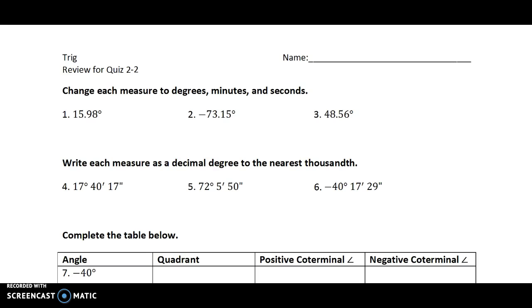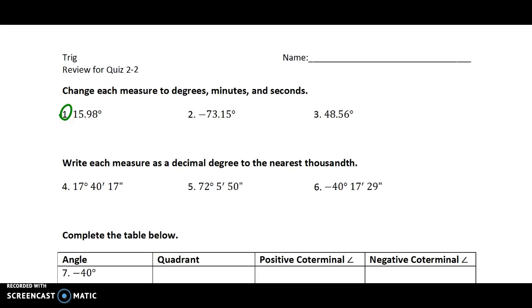What I'm going to do, rather than actually go through all of these problems, I'm going to pick one from each section, and I'm going to do them for you, okay? And hopefully we can do this in one video. So, first, change each measure to degrees, minutes, and seconds. I'm going to pick the first one.